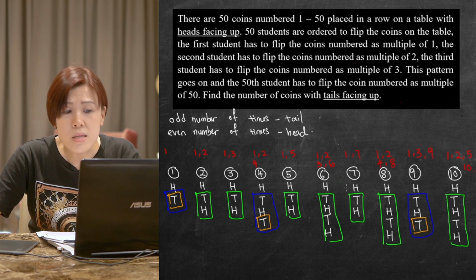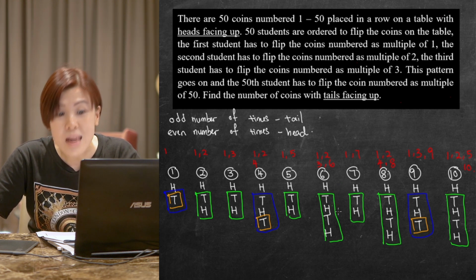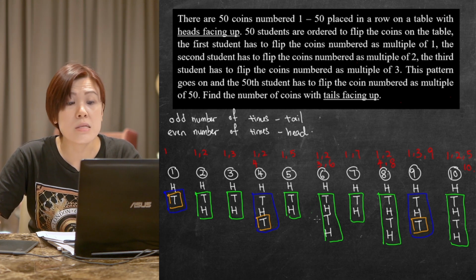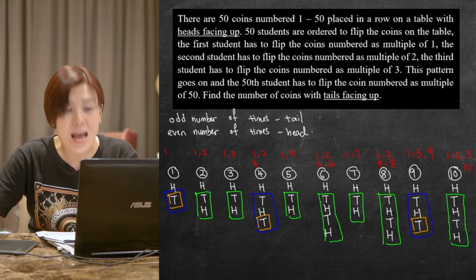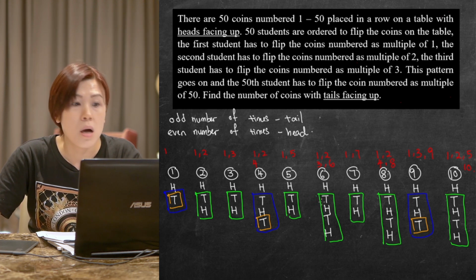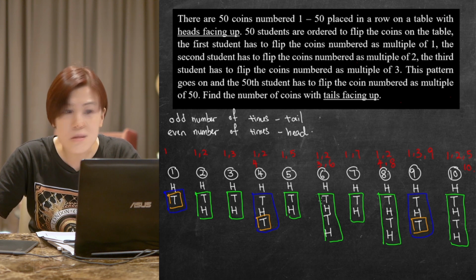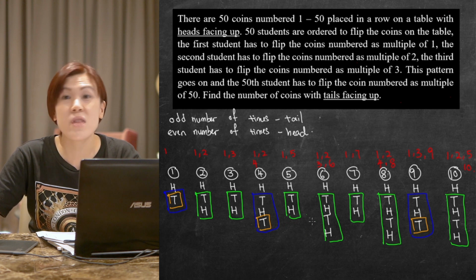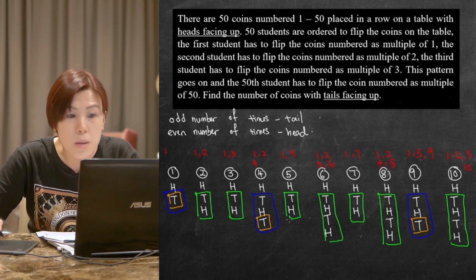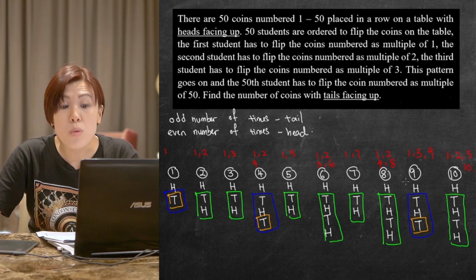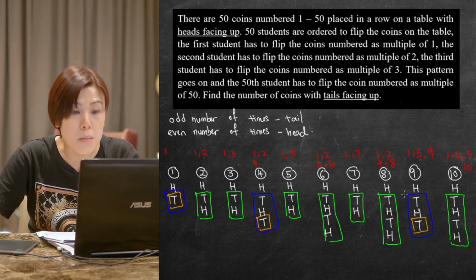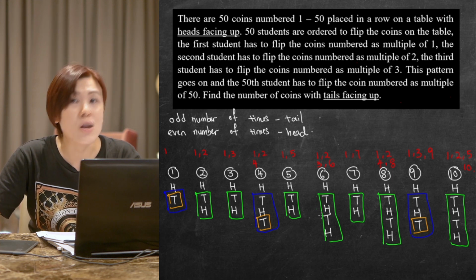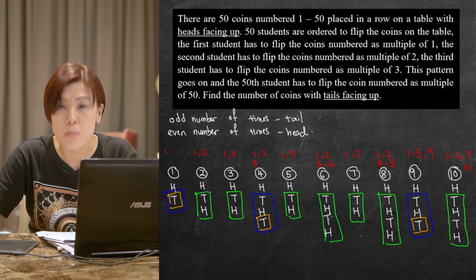And the other thing that I'm not sure if you guys realize is that for the numbers from 1 to 10, the only numbers that have an odd number of factors are actually the square numbers. For example, 1 has 1 factor, and 1 is a square number. 4 has 3 factors, so it will be flipped 3 times, and it is a square number. Coin number 9 will be flipped 3 times, an odd number of factors, so 9 is also a square number. And the rest of the numbers are not square numbers, and they all have an even number of factors.